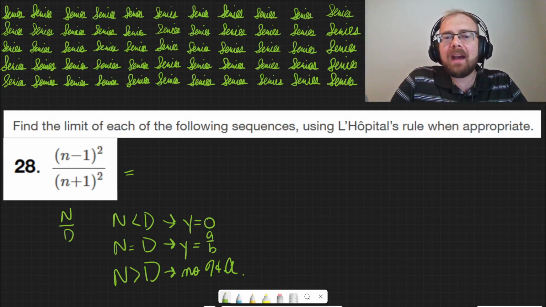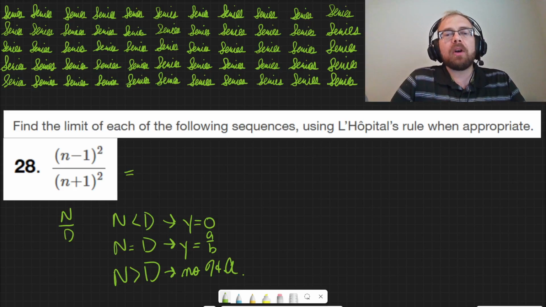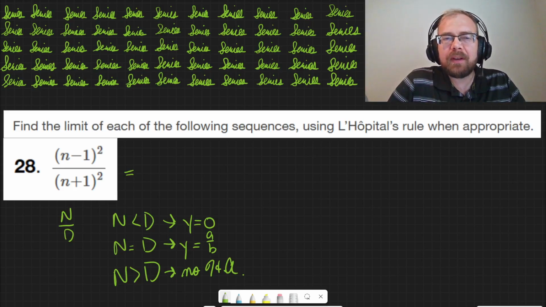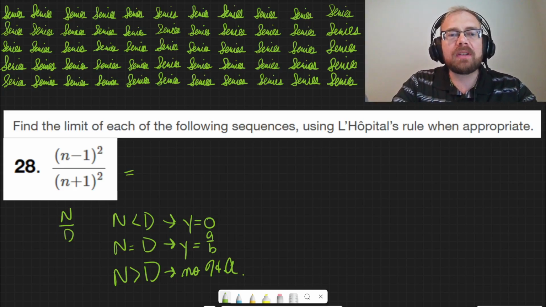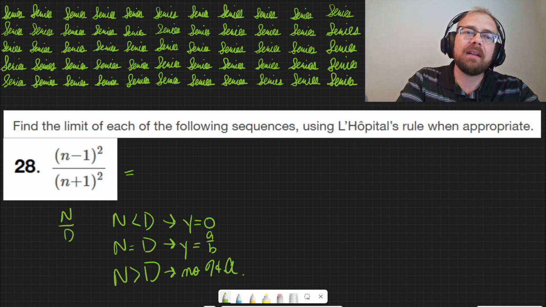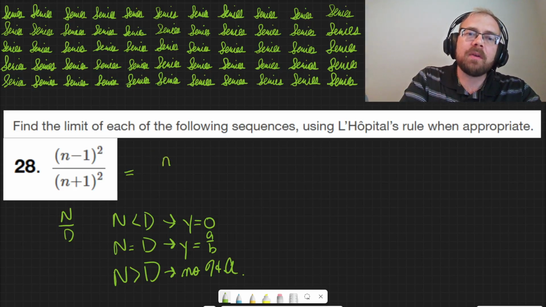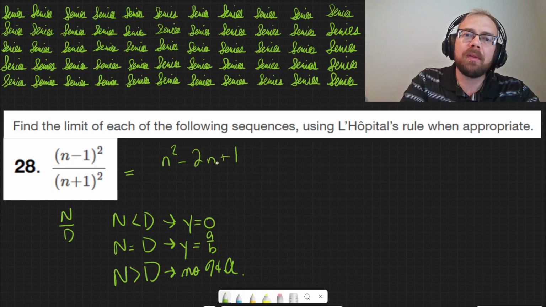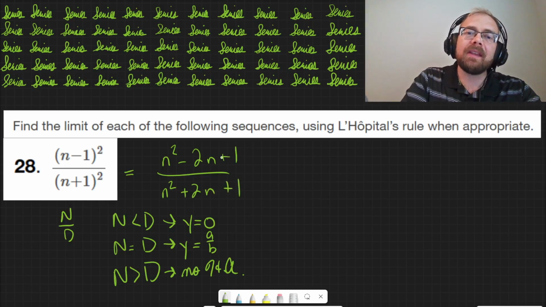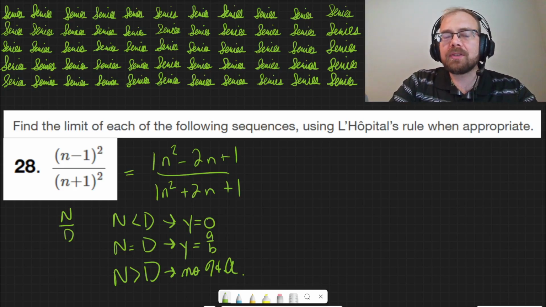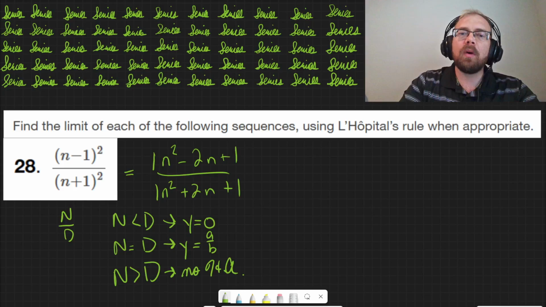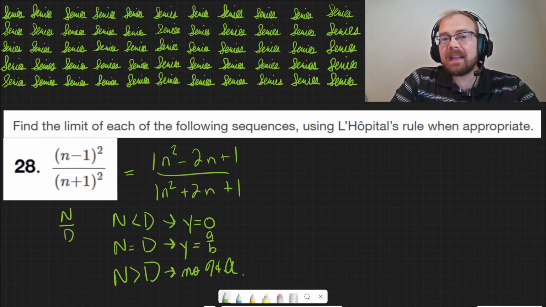But if we have a horizontal asymptote, then we have an infinite limit, so it's going to be going towards something as it goes to infinity. And we do have a horizontal asymptote, and that's going to be 1. Because if we were to expand these, it would be n squared minus 2n plus 1 over n squared plus 2n plus 1. Now, nothing cancels here. It's really tempting because they're very similar terms, but nothing actually cancels. The leading coefficients are 1, so 1 divided by 1 is 1. That's all there is to it.